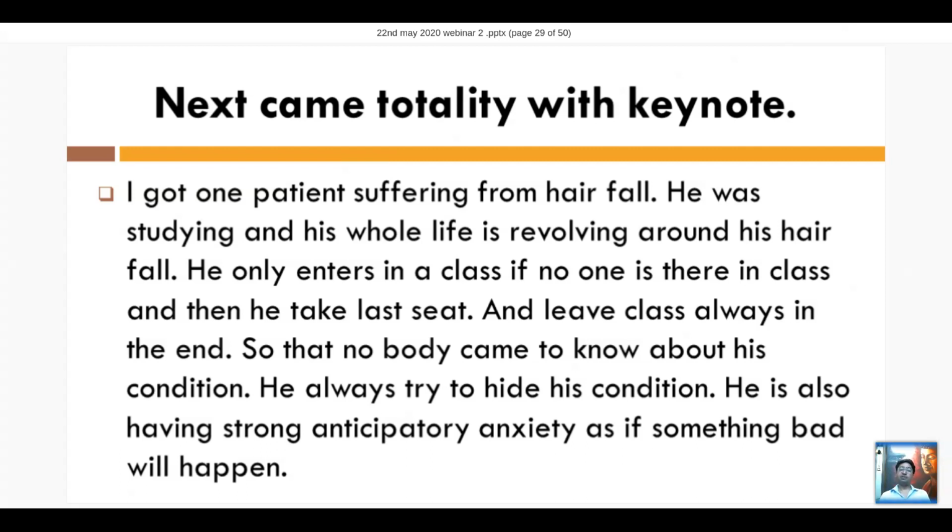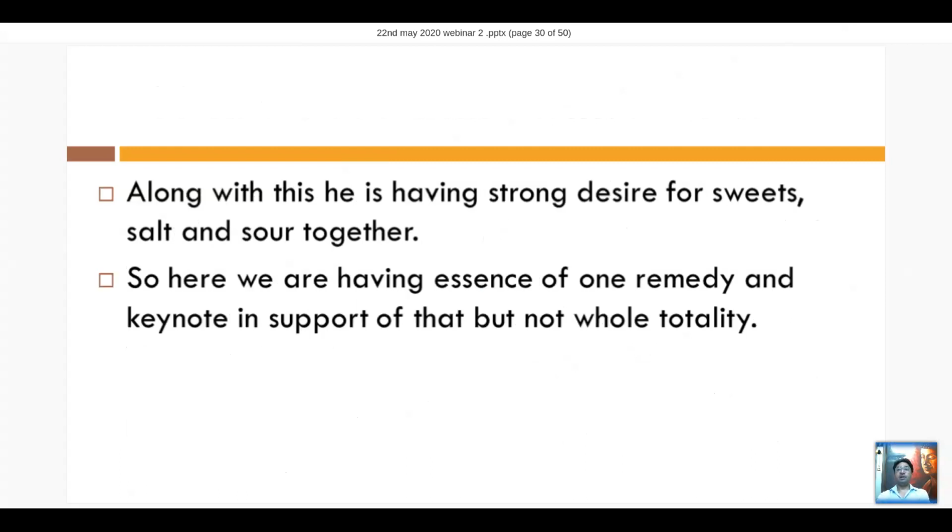Along with that, he is having a strong anticipatory anxiety. Along with that, we are having a very peculiar keynote that he likes a few things together. What are those things? He has a very strong desire for sweet, salt, and sour together. Now, in this case, we know there is a remedy which has this hiding criterion at the center, and is a very good remedy for anticipatory anxiety.